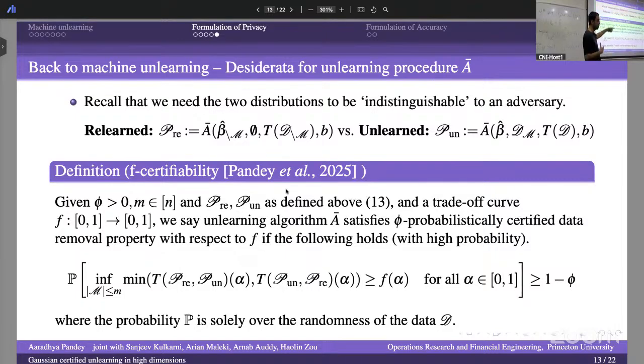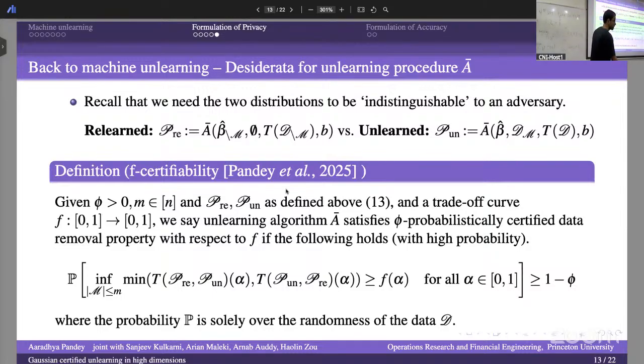I've not yet told you what this A bar is that is going to satisfy all of this, but this is what I'm imposing. This is what I want. A bar is basically this, P re is this, Pn is this. So this is what I'm imposing.